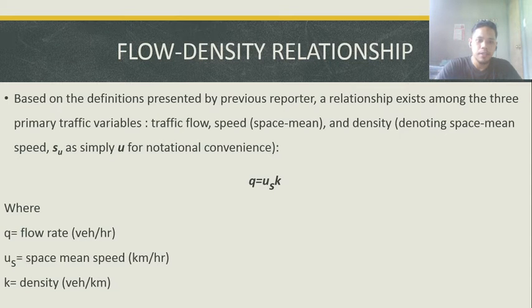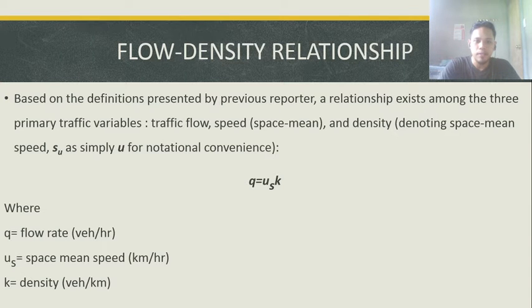Based on the definitions presented by a previous reporter, a relationship exists among the three primary variables, which are traffic flow, speed, which is the space mean speed, and density. Denoting space mean speed as simply U for notational convenience, Q is equal to U sub S times K. So Q, which is the flow rate, is equal to space mean speed times density.